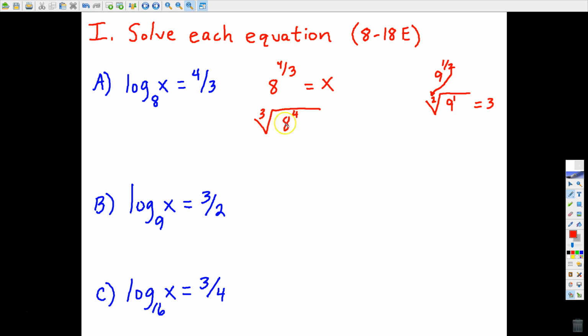You might be thinking, that's a pretty big number to figure out without a calculator. But not if you think of it in two pieces. Think about what the cube root of 8 is. Hopefully that's pretty obvious to you. That's just 2. All we do now is take this result, 2, and raise it to the 4th power. And we get 16, which is our answer.